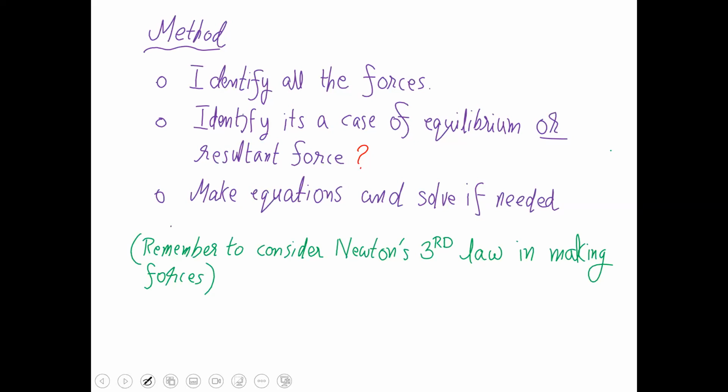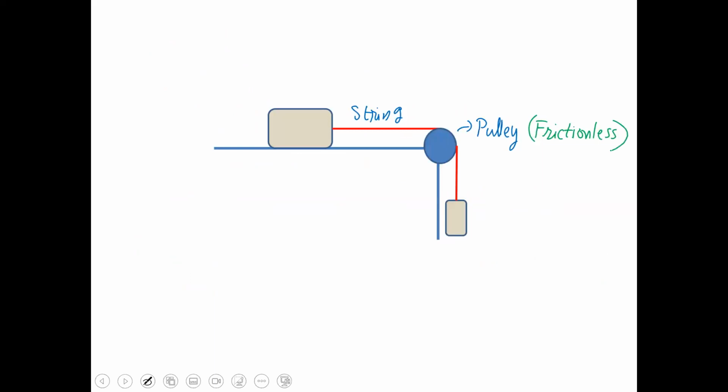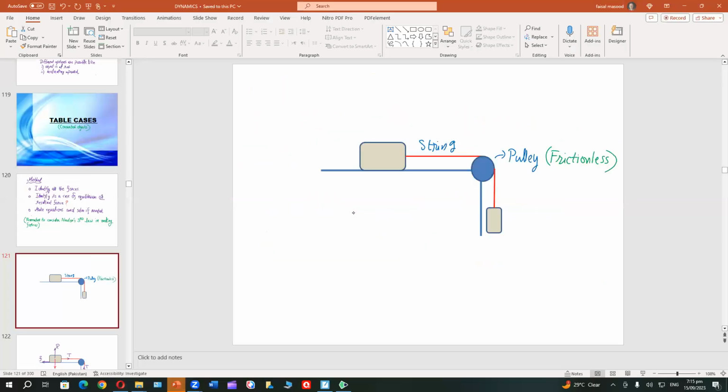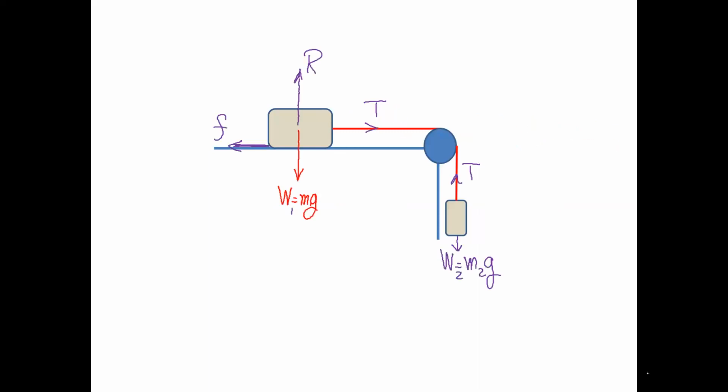Identify all the forces. It's a string, it is a pulley and two blocks. So what are the forces in the system? One is the tension, R is the normal reaction, F is the friction. Now you can see I have shown all the forces in the system. Okay, sir. So check it if it is there. I think we had made these forces also.